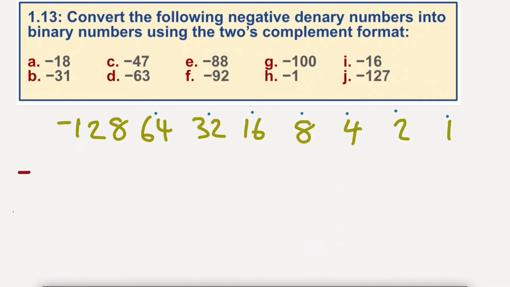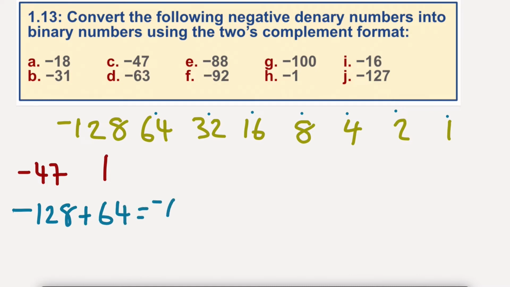Okay, so we've got minus 47. So it's a minus number, so we put a 1 in here. Now how do we get from minus 128 to minus 47? Well, let's have a little look. If we start again with minus 128 plus 64 equals minus 64, that means we put a 1 in there. Okay, if I add 32, I would end up with minus 32. I've gone too far, so this needs to be a 0.